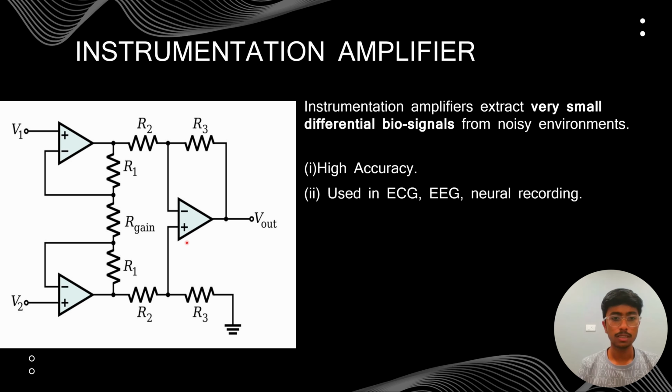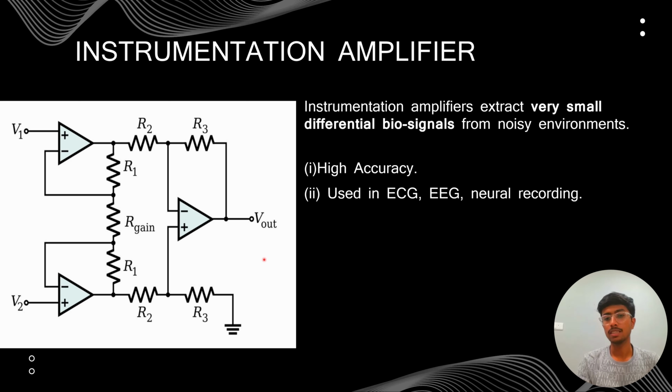The first stage consists of two amplifiers that provide high input impedance so the signal source is not disturbed. The gain of this amplifier is controlled mainly by a resistor named R gain. By adjusting this resistor, we can precisely set how much the tiny biological signal should be amplified.